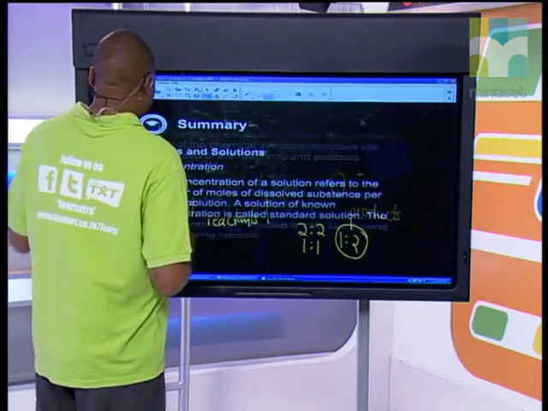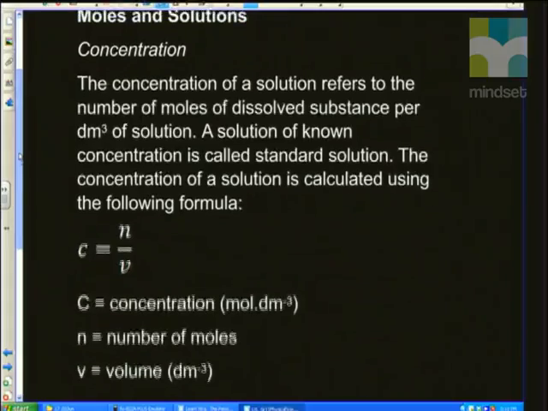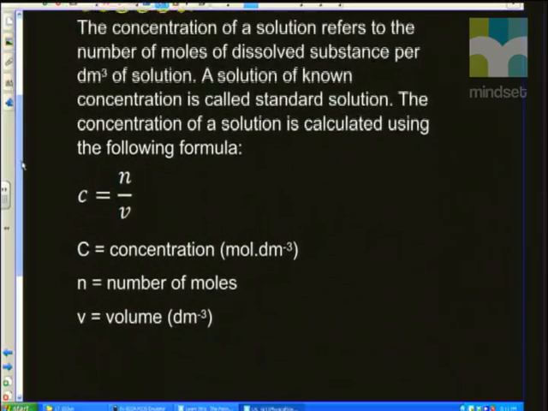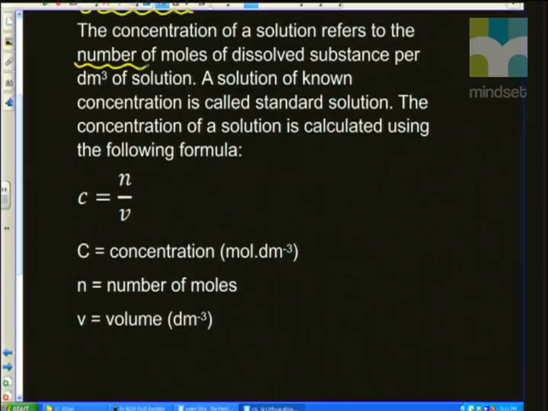Now, when we talk of concentration, what is this? We can have moles in solution. So in this case we take moles of substances, we dissolve them in solution. When we do that, we form something called a concentration. The concentration of a solution refers to the number of moles of dissolved substance per unit volume of that solution, which is of course in cubic decimeters. A solution of known concentration, we call that a standard solution.